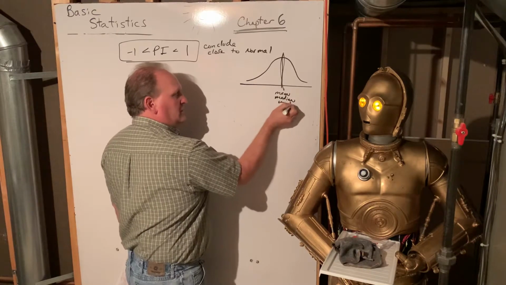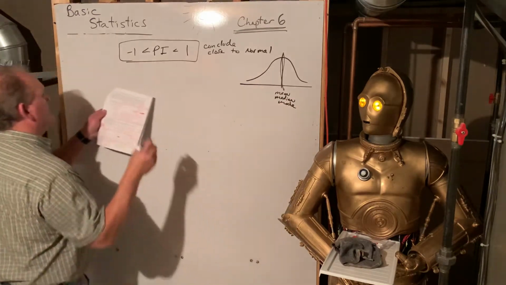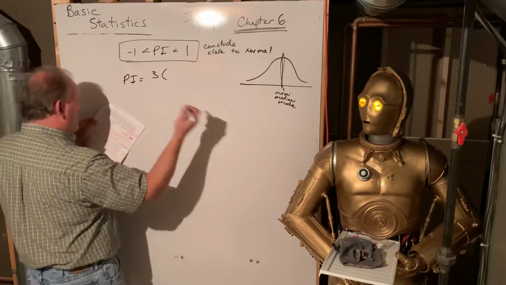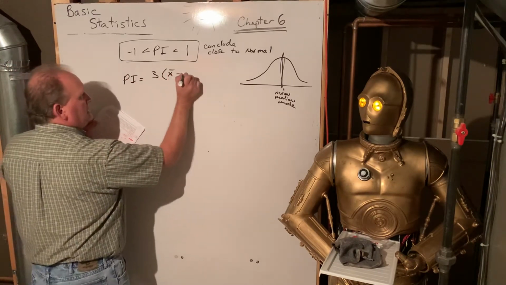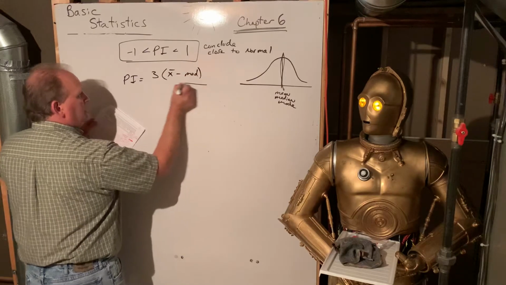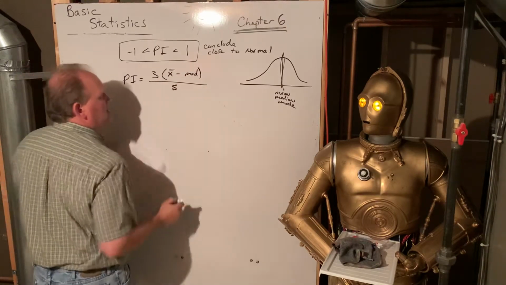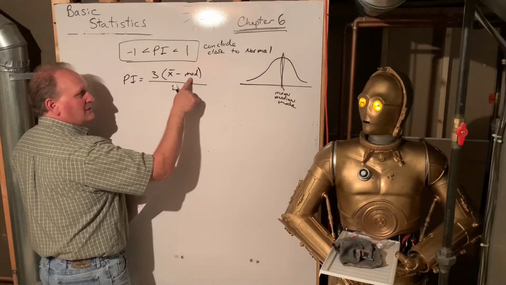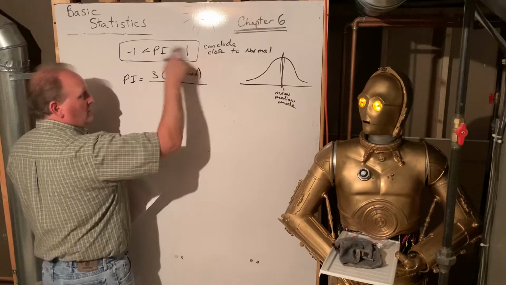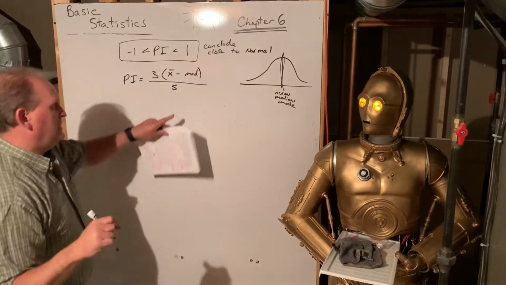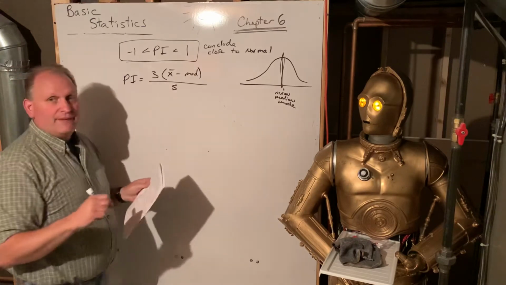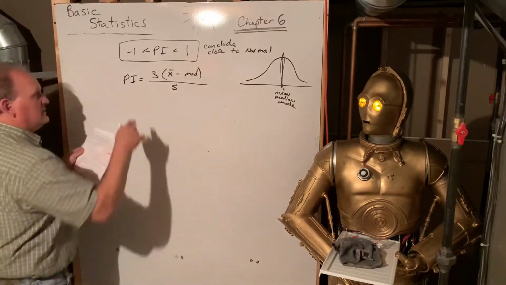And so what the Pearson index does is we take and triple the difference of the mean and the median, and then we divide it by the standard deviation, so by how varied it is. So the closer this is to 0, the better. The overall thing is going to be closer to 0, and the smaller this is, the closer to 0 we're going to get. So let's take a look at this example.